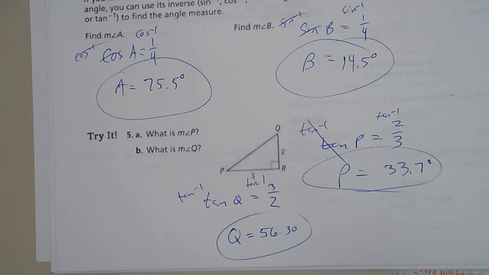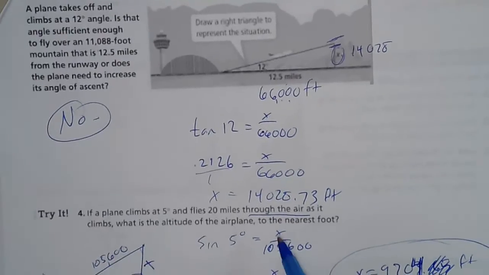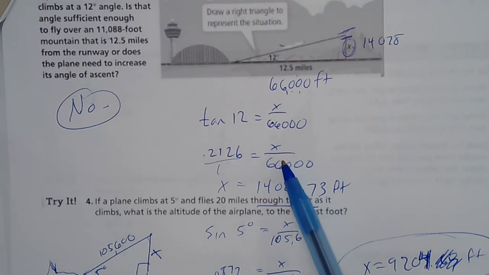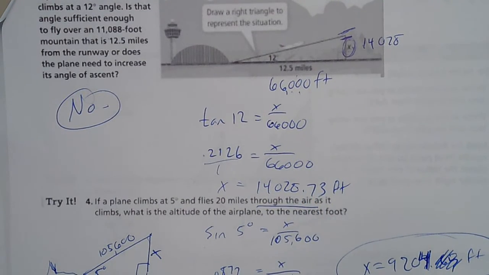So a lot of little things kind of come together on these problems, but the basics are set up the equation and then solve for wherever the variable is. If the variable is an angle, you're going to use the inverse to solve. If the variable is one of these sides, then you're going to just simply solve by cross-multiplying. And that's pretty much it.